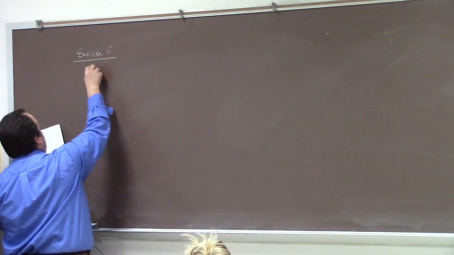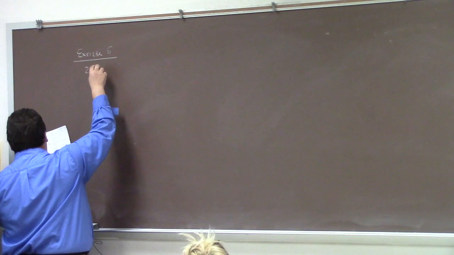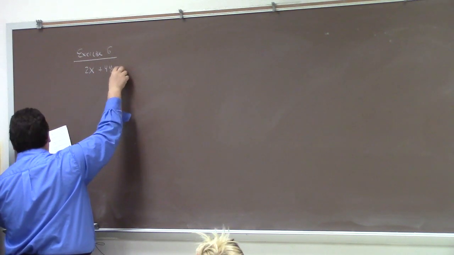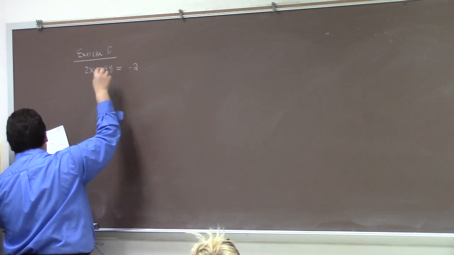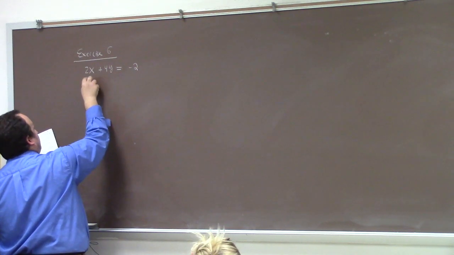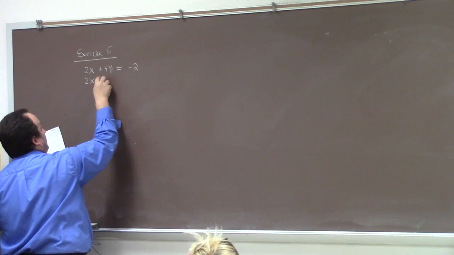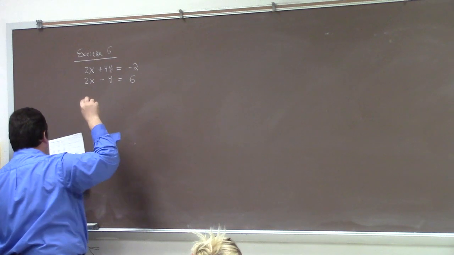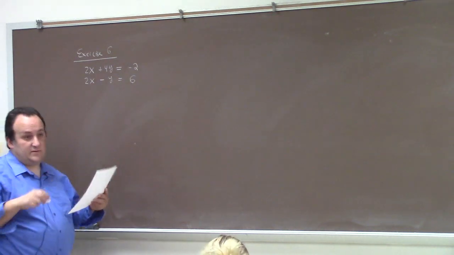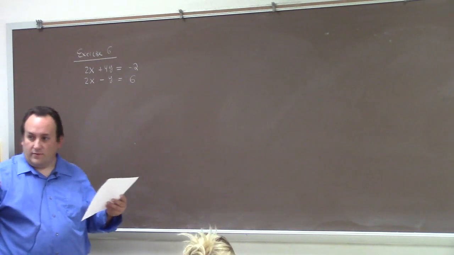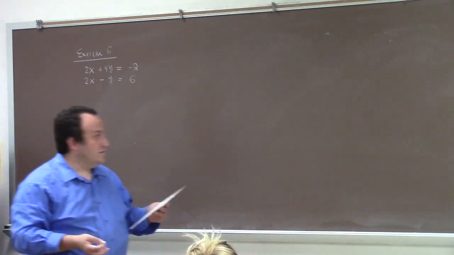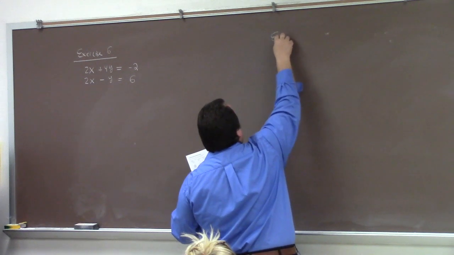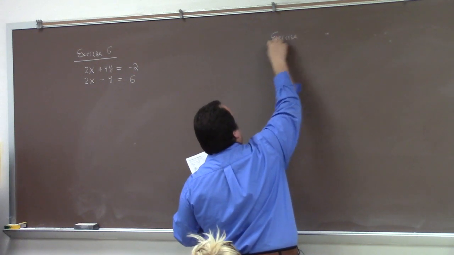So basically, you want to solve 2x plus 4y equals minus 2, and 2x minus y equals 6. I'm going to ignore the instructions. You can do substitution or elimination, whatever method you prefer. Just try to solve that system using one of the techniques that we talked about.